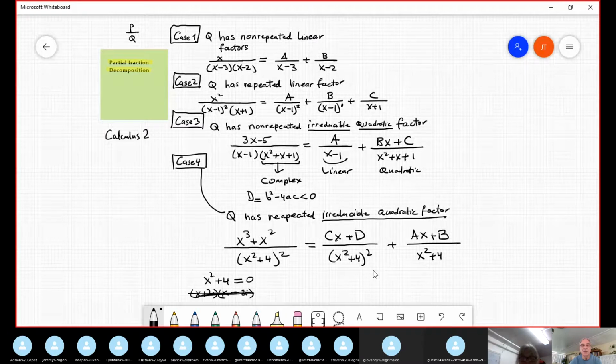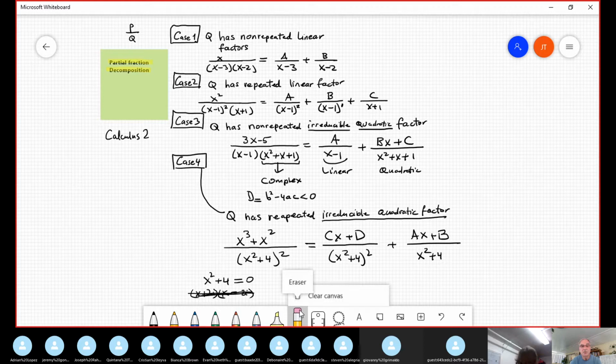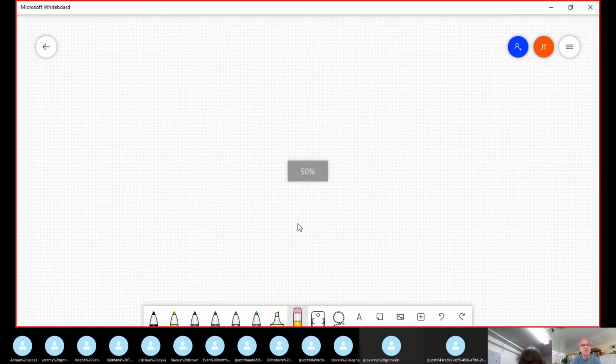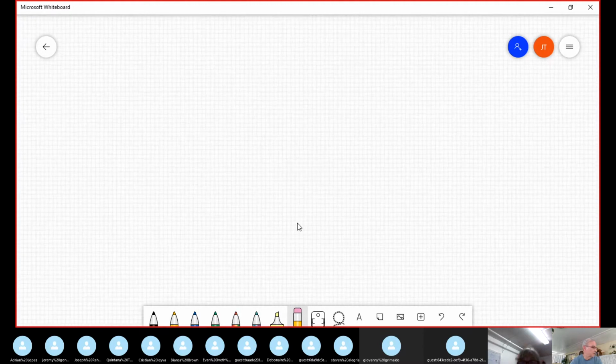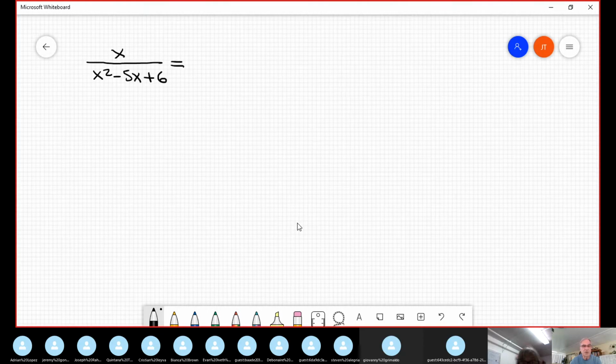I want to start with the first example. Okay, the first example. Look, I want to copy big. Suppose you give me the problem x over x squared minus 5x plus 6. And the question says, do the partial fraction decomposition.